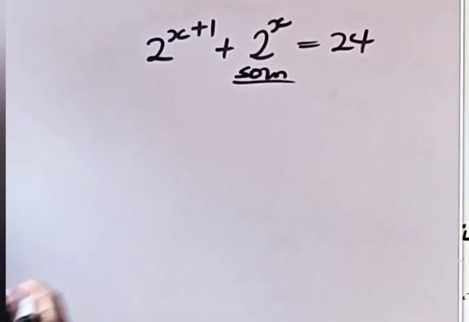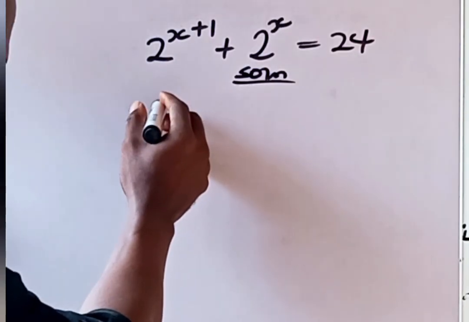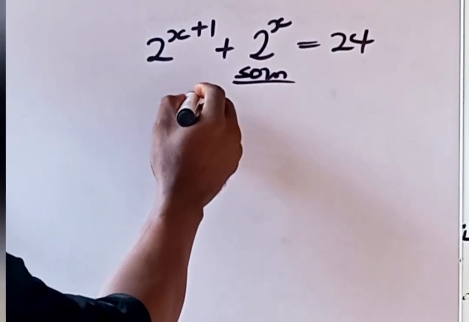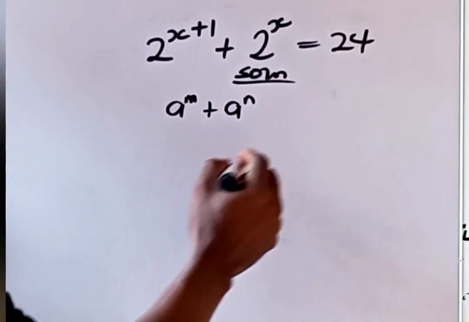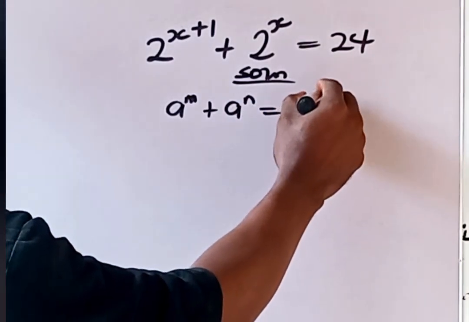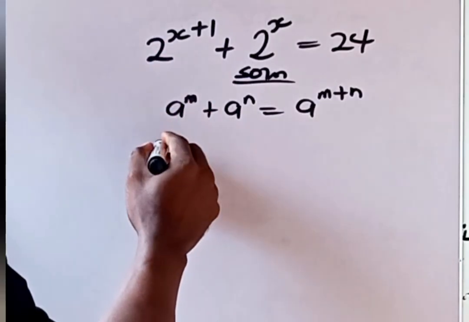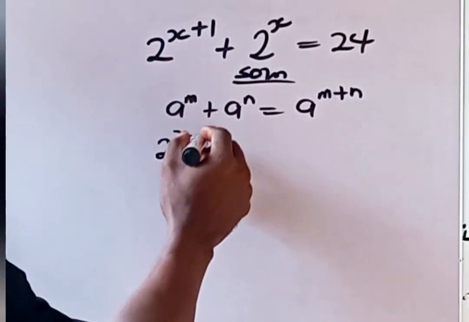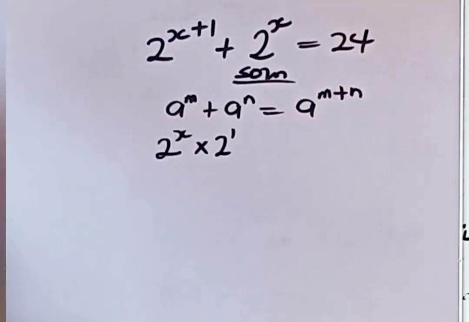Solution. Now, the first thing you need to do is to apply this rule. We are applying this rule, which is a^n · a^m = a^(n+m). So if we apply this rule, we'll have 2^x times 2^1, because this will give us this back, right?